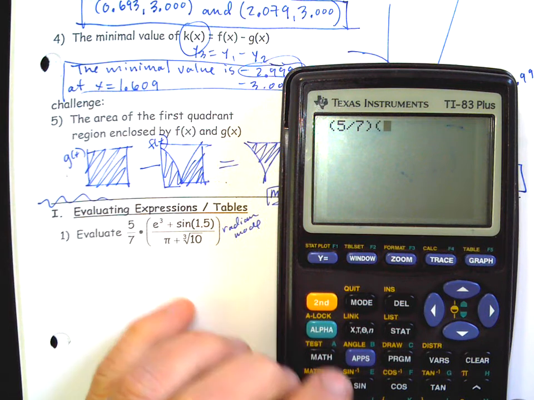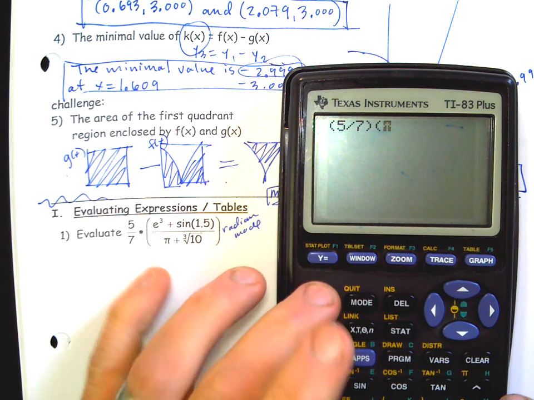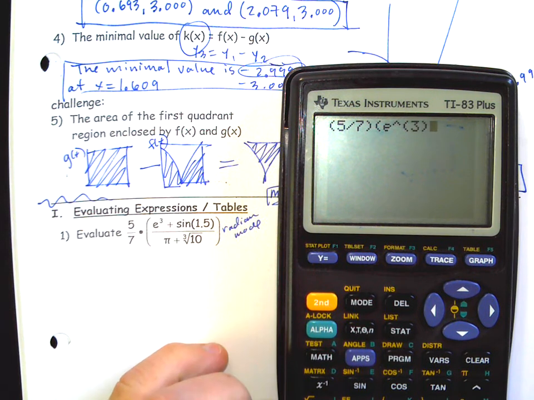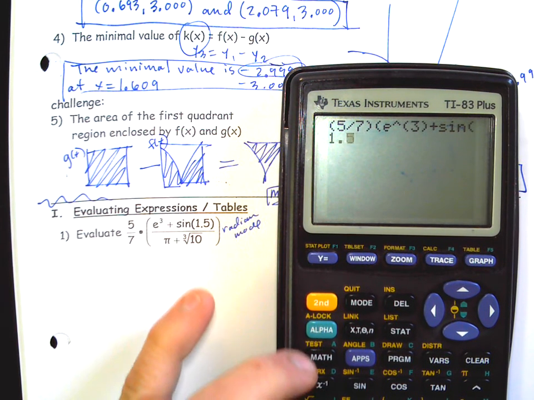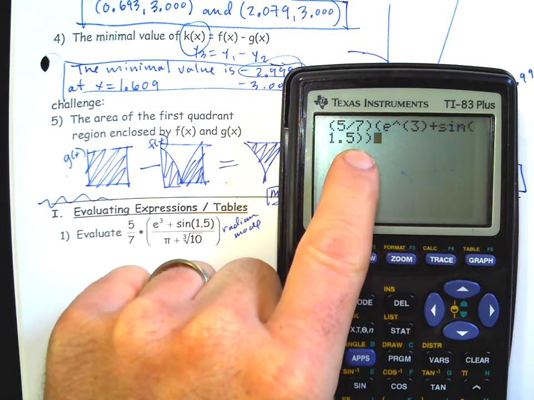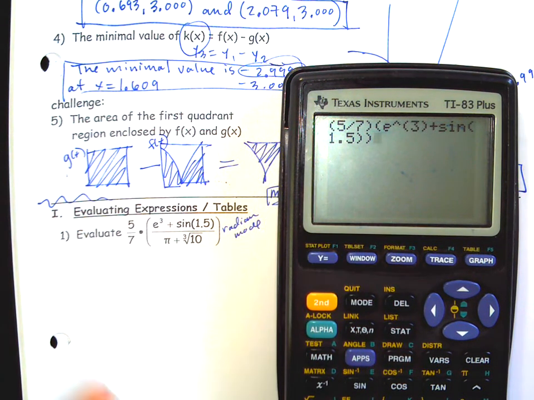Okay. So 5/7, parentheses, e to the third plus sine of 1.5, close the parentheses on the sine, and then close parentheses on the whole top. So you have to remember, if you don't close all your parentheses, it's going to give an error anyway, so it's going to be hard to get away with accidentally.